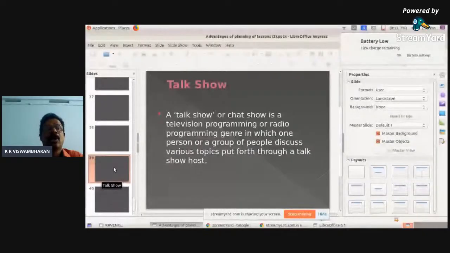Some channels are using augmented reality, and talk shows are becoming easier on online platforms because so many advancements have taken place in the area of telecasting. A talk show or chat show is a television or radio programme in which one person or a group of people discuss various topics put forth by a talk show host. You may listen to Asianet News. I am not advocating it for that. You may watch 24, News 18, Malayalam Manorama, any channel.